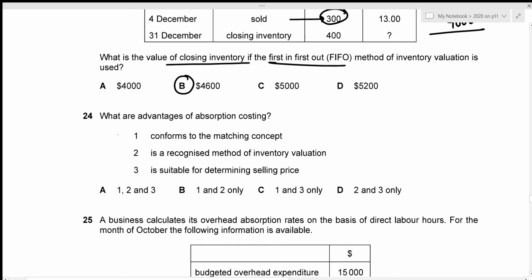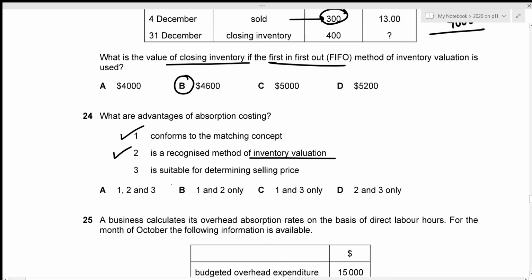This is absolutely true because in absorption costing, we redistribute the cost of the service departments to the production departments so that the selling price of each good reflects the actual costs involved, even of the service department, which definitely conforms to the matching concept, right? Then the second one is that it is a recognized method of inventory valuation. This is absolutely true because if it were not a recognized method, then you guys would not be learning this as a part of your syllabus.